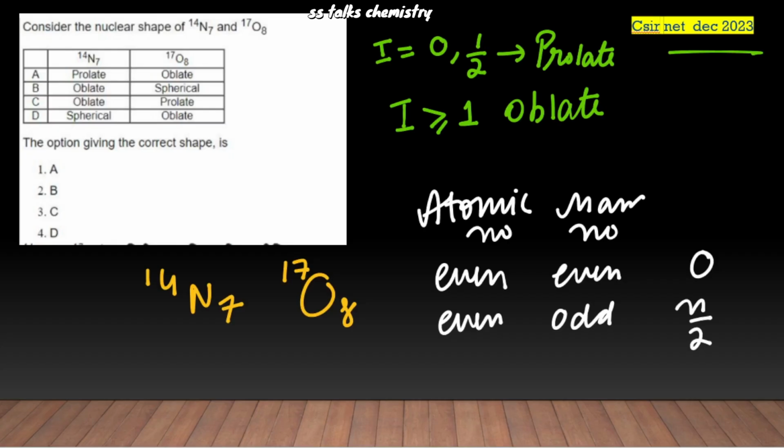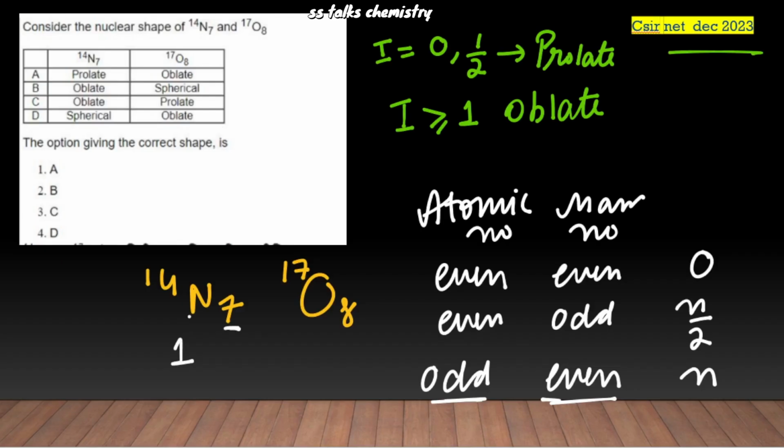And if the atomic number is odd and the mass number is even, in that case the I value is in terms of n, that is 1, 2, 3 like this. And if the mass number is odd, that means n by 2, you get values like 1 by 2, 3 by 2, 5 by 2. Now for nitrogen, firstly you see the atomic number is odd and the mass number is even, so the I value will be n only, so its value is found to be 1, right?